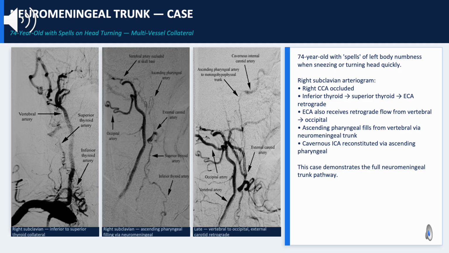ECA fills the ascending pharyngeal, and the neuromeningeal trunk reconstitutes the cavernous ICA. Simultaneously, vertebral to occipital artery flow provides parallel reconstitution of the ECA from the posterior circulation.